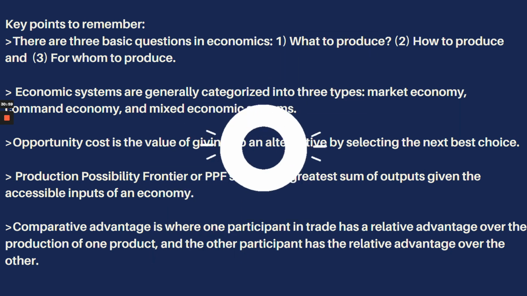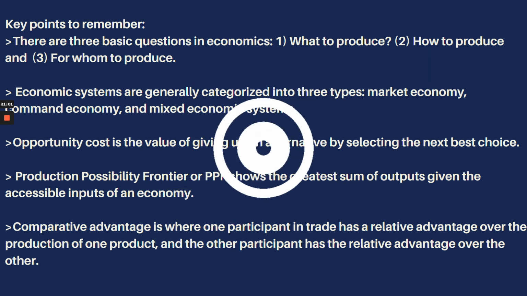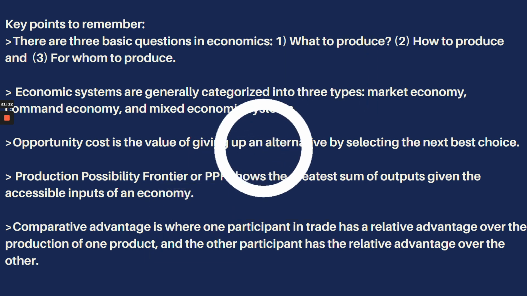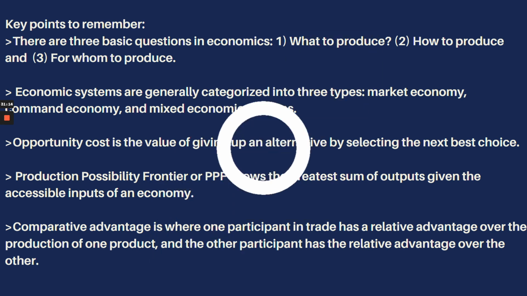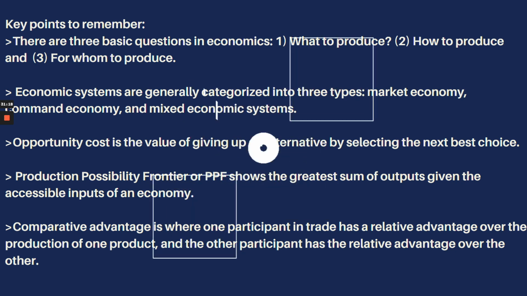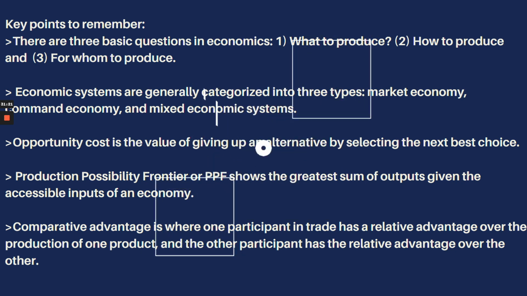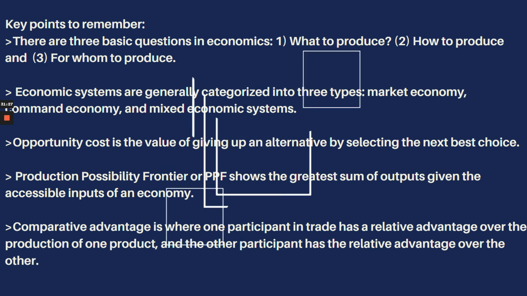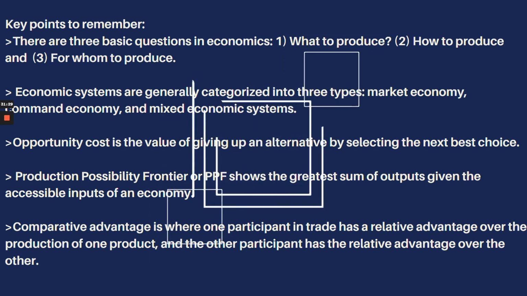Opportunity cost is the value of giving up an alternative by selecting the next best choice. Production possibility frontier or PPF is a graph that shows the greatest sum of outputs given the accessible inputs of an economy. Comparative advantage is where one participant in trade has a relative advantage over the production of one product, and the other participant has the relative advantage over the other.